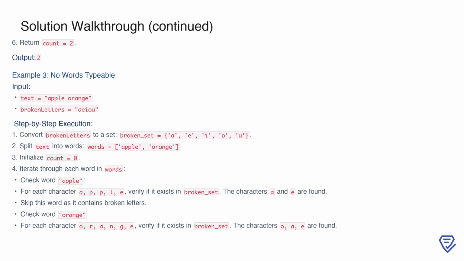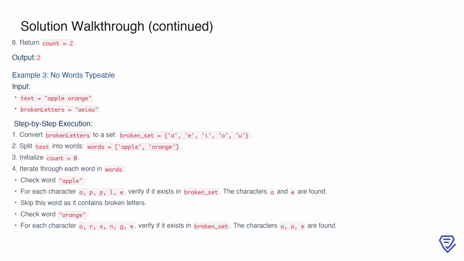For the word apple, we check each character: A, P, P, L, and E. Here, both A and E are found in broken_set, indicating that this word contains broken letters. As a result, we skip it without incrementing count.